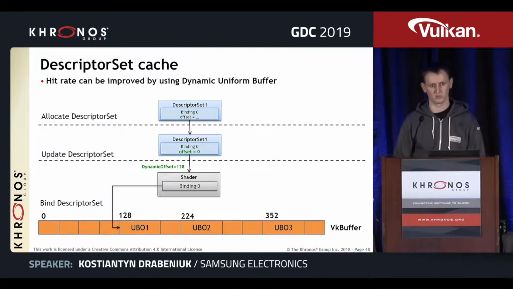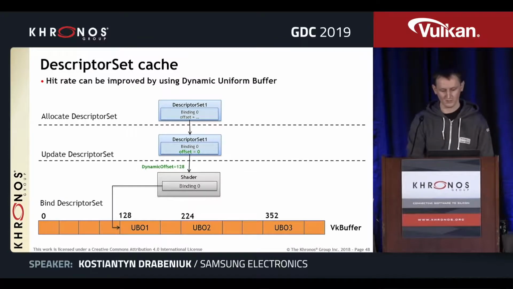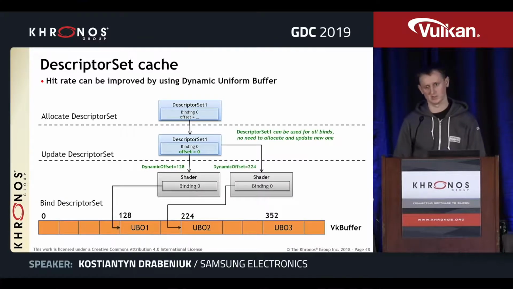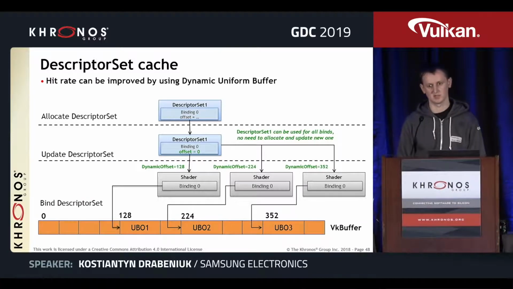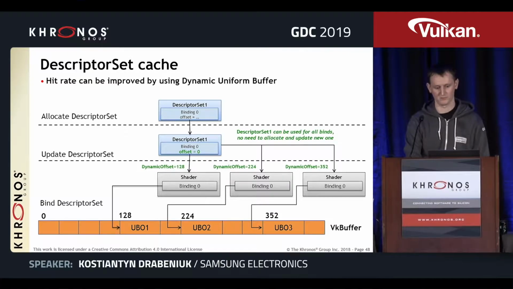Let's see how to bind uniform buffer objects with a dynamic uniform buffer. The steps are the same. At first we need to allocate a descriptor set and then update it. But in this case we update with some base offset, in our case 0, and the proper offset will be set at binding time through a dynamic offset, passed as an argument to the binding function. As UBO2 is placed in the same VK buffer, we can use the previous descriptor set. In such a way, descriptor sets can be reused, and the hit rate can be improved by using a dynamic uniform buffer.